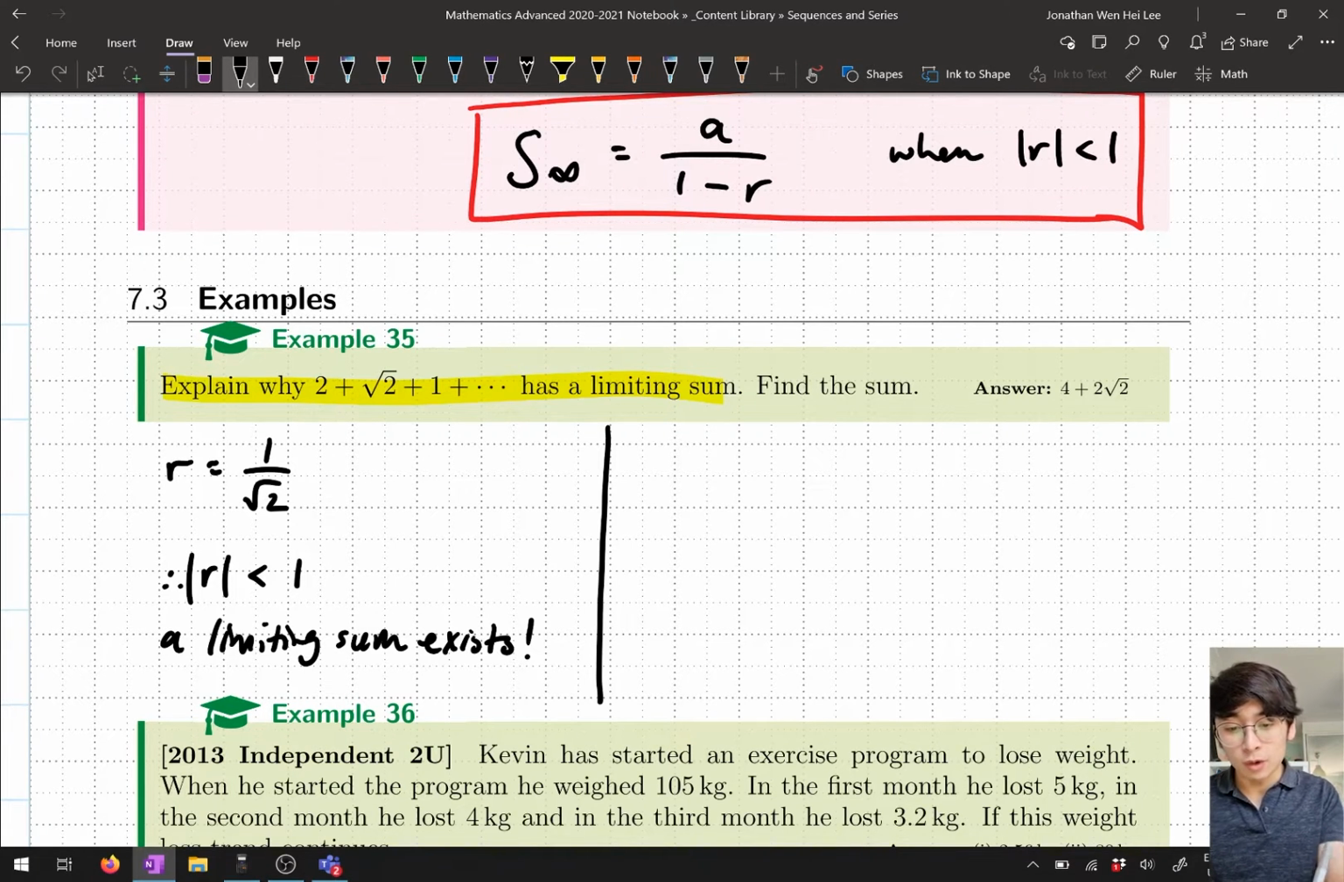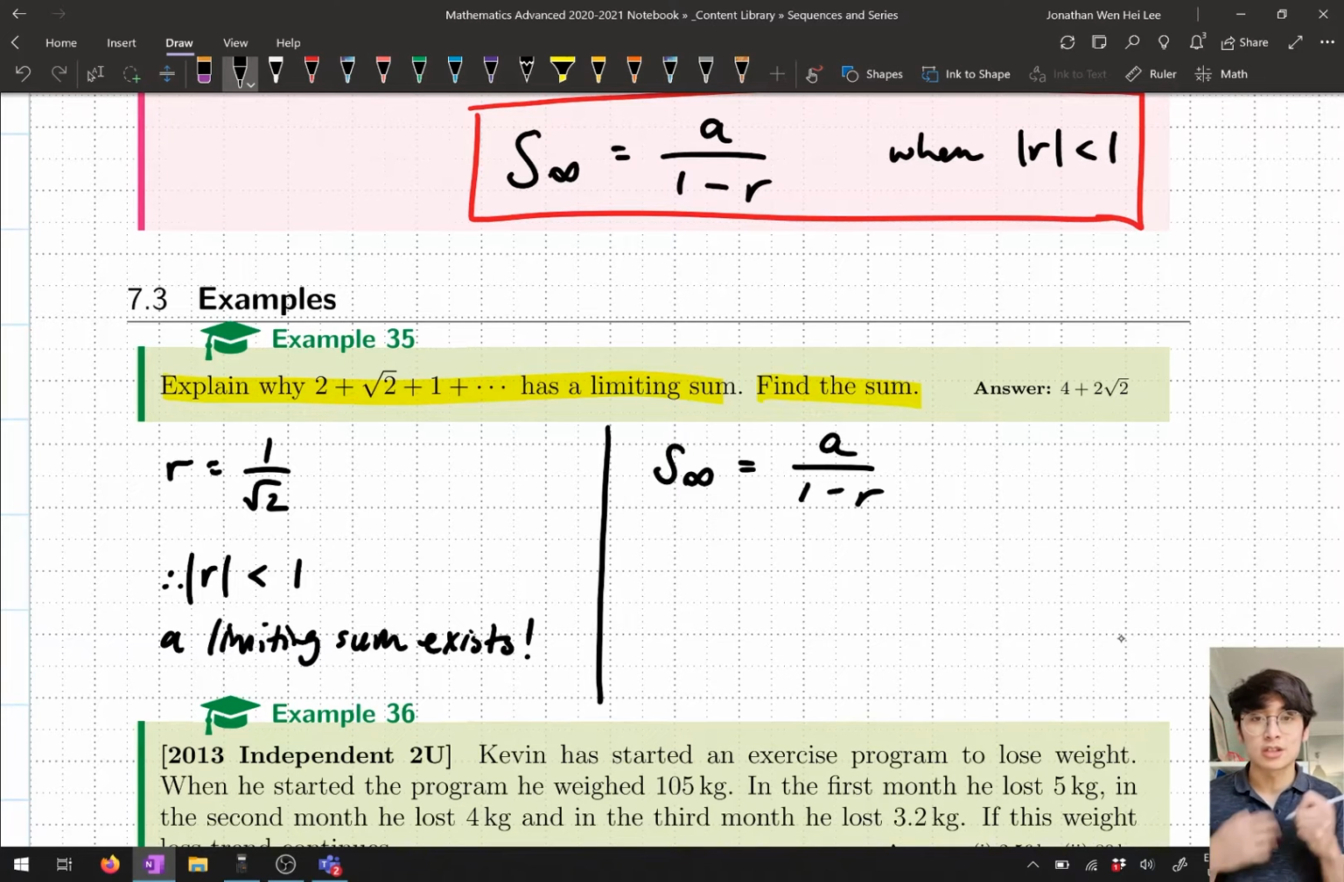Okay, the next part is we also want to find the sum. The way that we do this is we're going to use this formula. The infinite sum is equal to a over 1 minus r. So a is just the starting term, r is the common ratio. The additional thing to note is that this formula is on your reference sheet, so you don't need to remember it. You just need to find it in the section with sequences and series. Okay, so I'm just going to substitute my values. A, the starting term, was 2, over 1 minus the common ratio 1 over root 2.